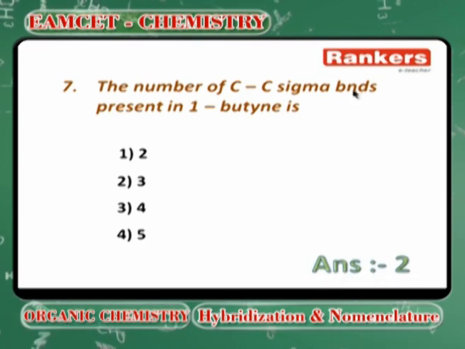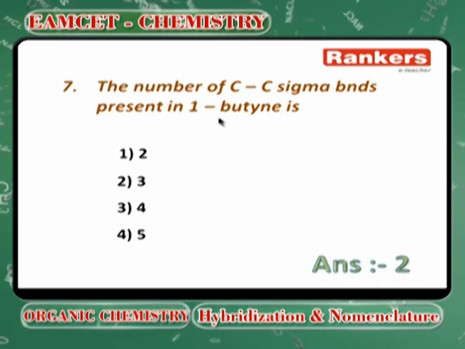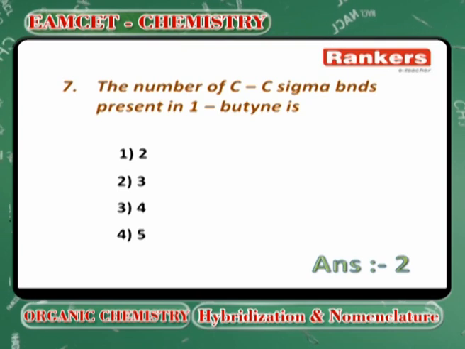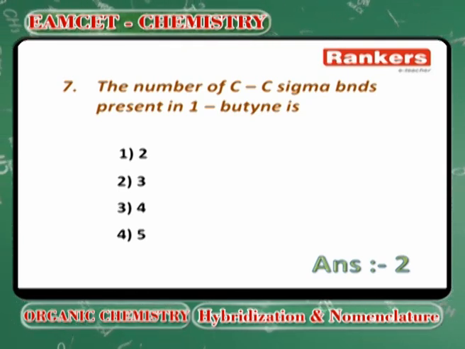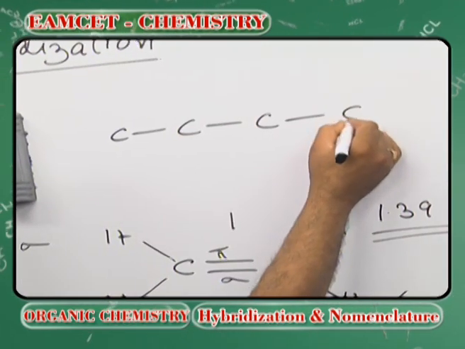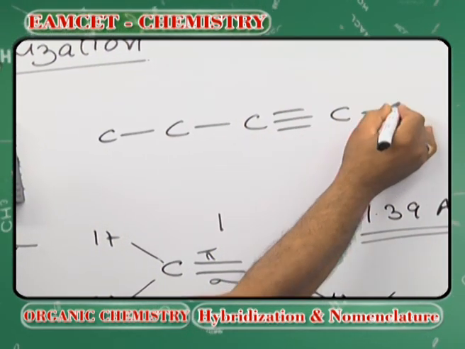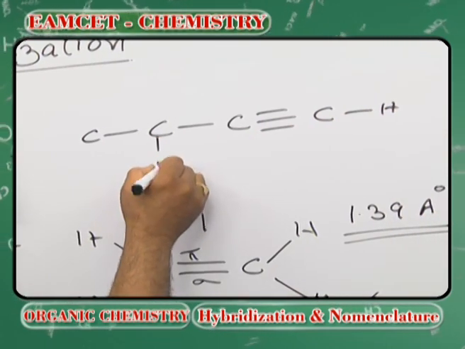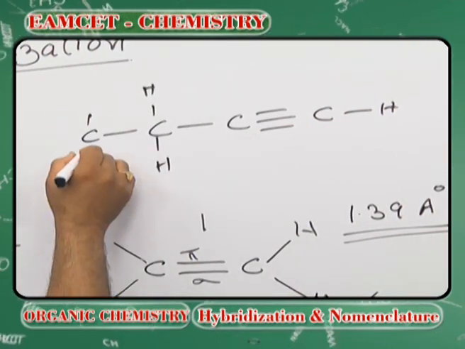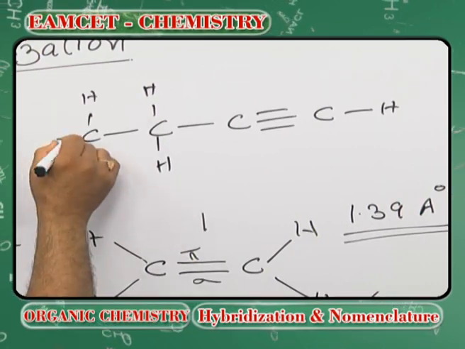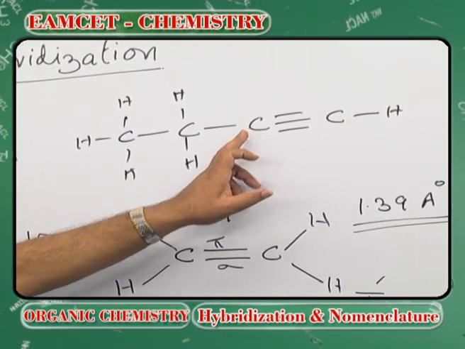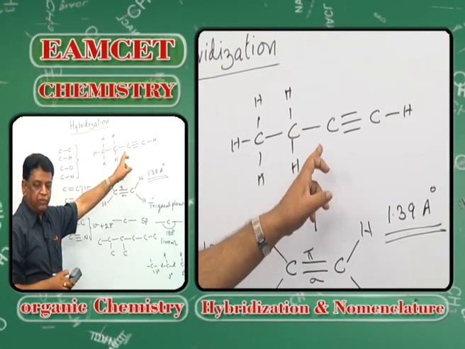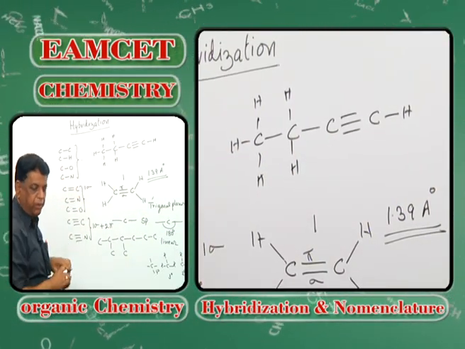The number of CC sigma bonds present in 1-butyne. So first of all, we should know what 1-butyne is. It is a 4 carbon compound containing a triple bond between the first and the second carbon, rest are the hydrogens. Now, this is the structure of 1-butyne. If the triple bond is in between second and third, you would have 2-butyne. Now, this is 1-butyne.